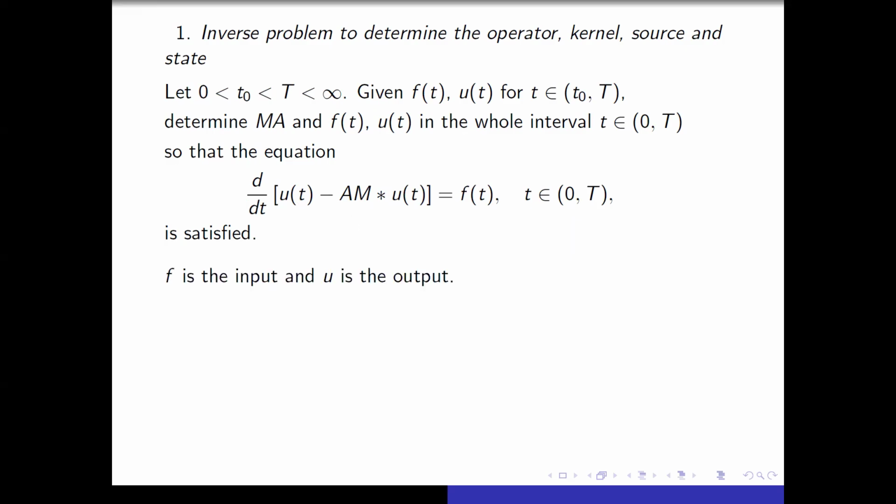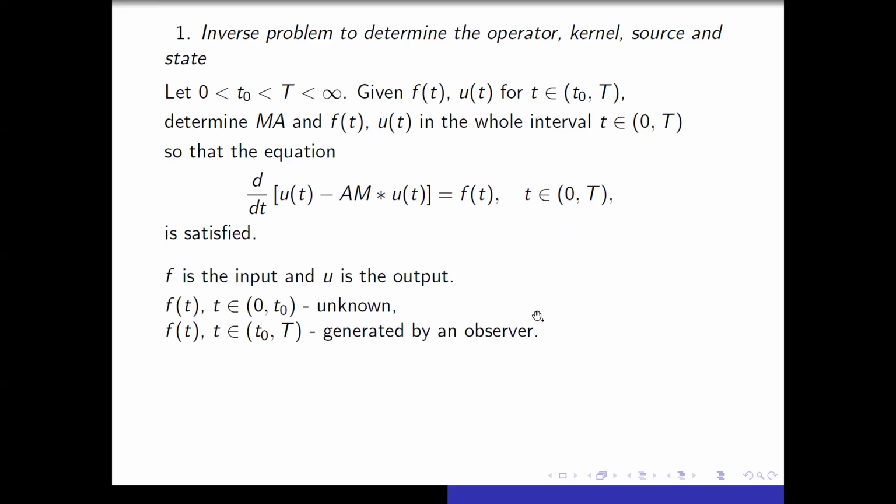So if I consider here again in terms of input and output, in this construction F is input, U is output. So this input is unknown from 0 to T0, and from T0 to capital T, this is now generated. This can be understood so. And this U is output, which is measured.